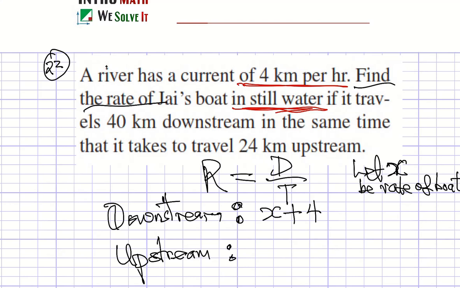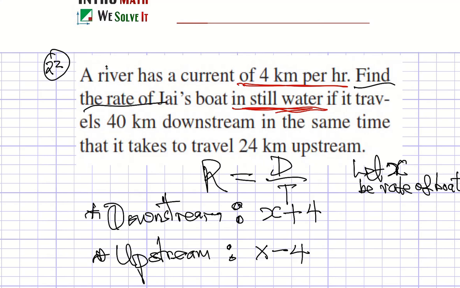But when it's going upstream, you have to subtract the rate of the stream, because the rate of the stream acts like a retarding force. So the boat has to actually use more gas and more force to go up, okay? So this is the rate downstream, and this is the rate upstream, okay?